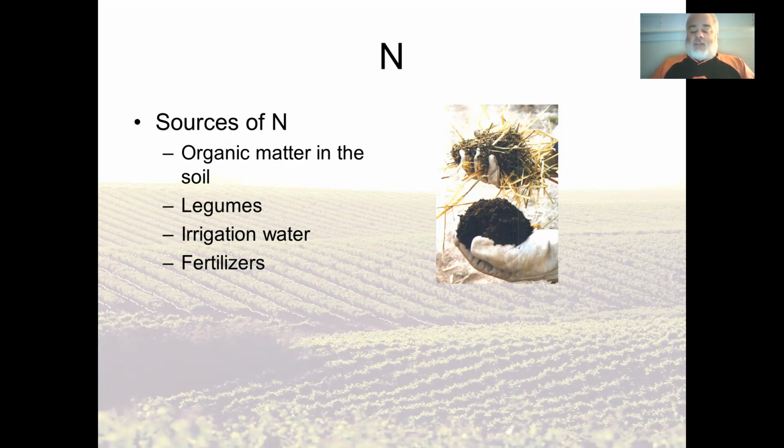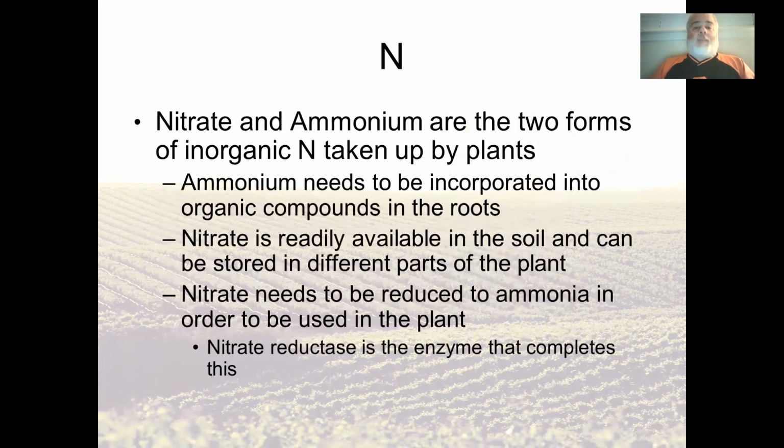And obviously the fertilizers are the main source we think of when we think of how do you get nitrogen to your crop. Nitrate and ammonium are the two primary forms of inorganic nitrogen that plants can take up. They mostly take up nitrate, but they can take up ammonium too. It depends on the plant. Some plants are better at taking ammonium than others. But ammonium needs to be incorporated into some organic compounds in the roots to be properly absorbed. I'm not going to worry about the chemistry there, but nitrate is readily available to the plants. It's easier for the plants to take up.